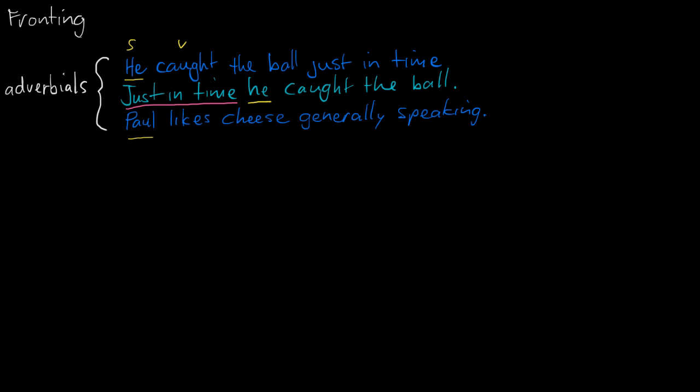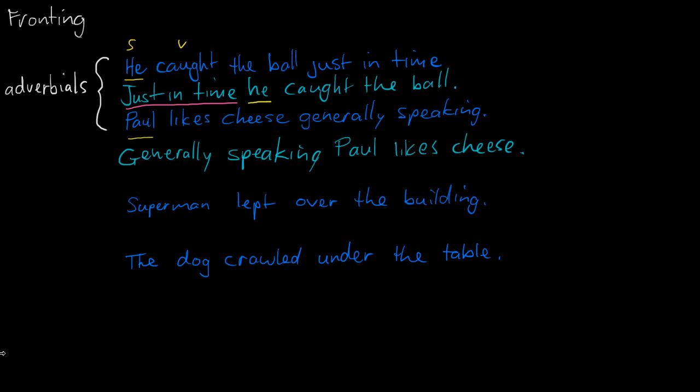Now let's just quickly front this one. So we'll start with the generally speaking, of course. Generally speaking, and there you could possibly put a comma here if you wanted, but we won't on this occasion. So generally speaking, Paul likes cheese. Alright, so as you can see, they're pretty simple, and we'll move quickly now to look at the rest. So here is a couple more examples.